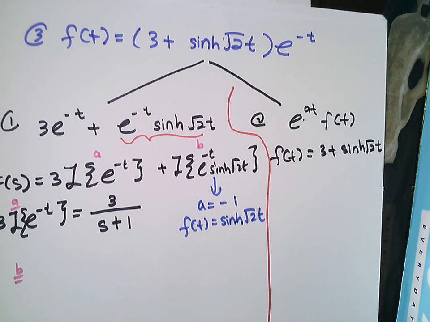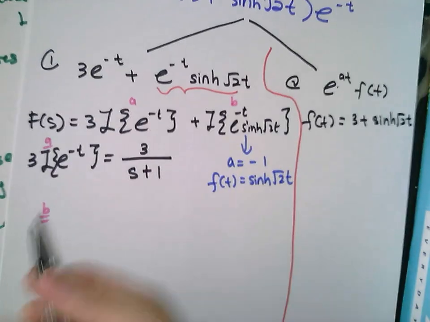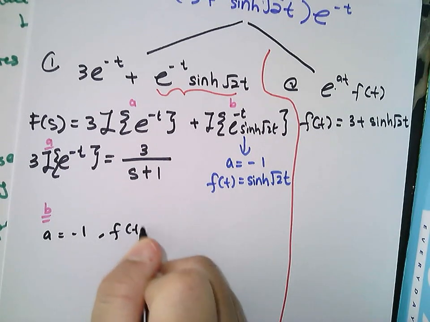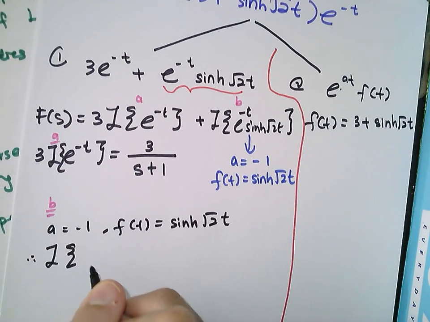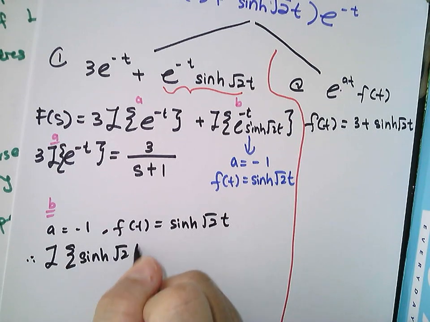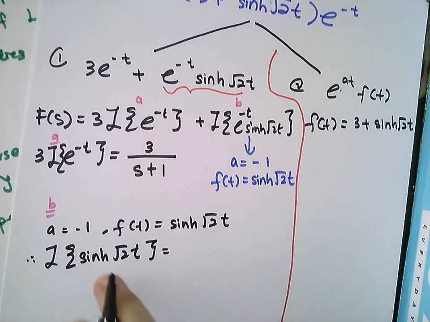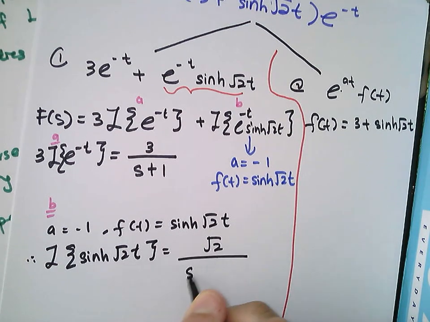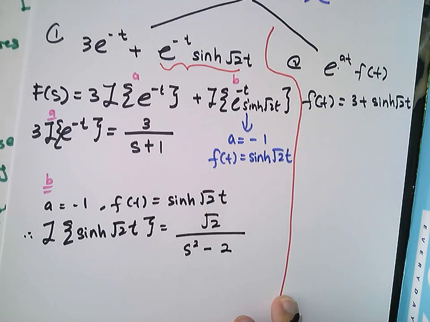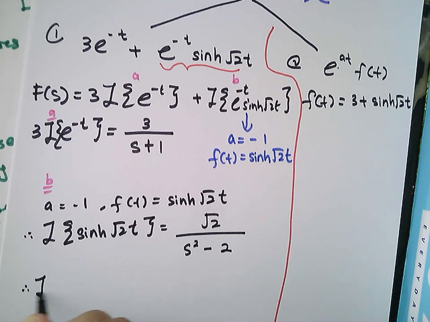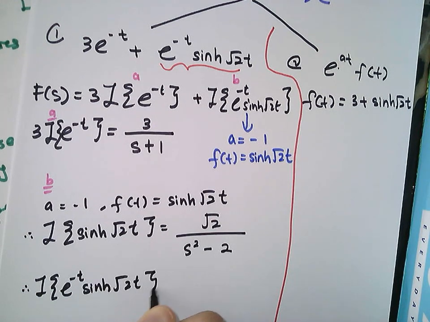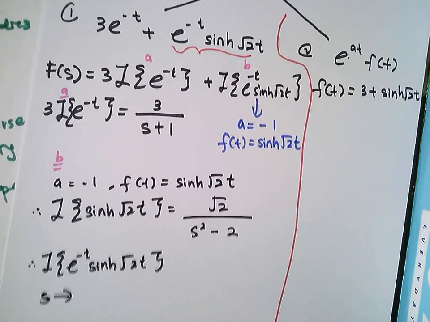Okay, so your a is equal to negative 1. Your f(t) is equal to sinh(√2 t). So therefore, Laplace of sinh(√2 t) is equal to √2 over s squared minus 2. Okay, so this is your sinh(√2 t). But what you need is Laplace of e^(-t) sinh(√2 t). So you have to replace your s by s minus a.